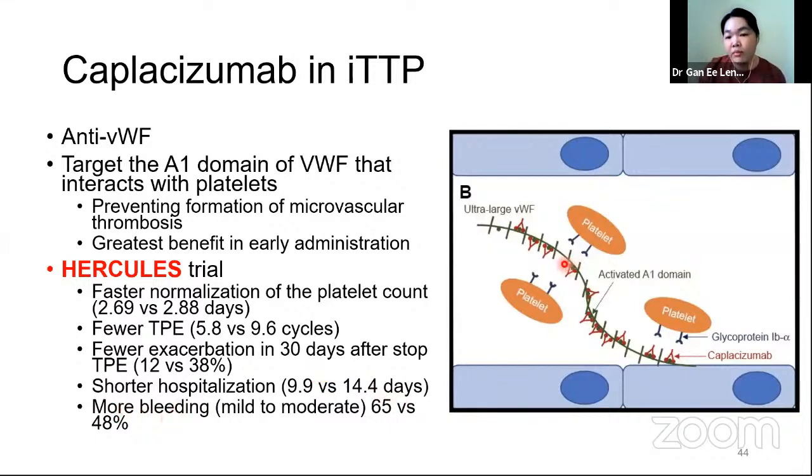However, as we know, it blocks the A1 domain, so platelets cannot bind to von Willebrand factor. So I was asking myself, are the patients at high risk of bleeding? The answer is yes. We have more bleeding, 65% versus 48% from the HERCULES trial. However, the authors and also the investigators noticed that most of the bleeding is mild to moderate, which can be managed symptomatically, and no major bleeding has been seen, if I'm not mistaken.